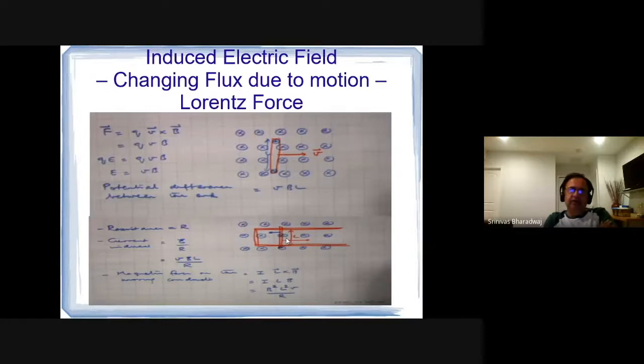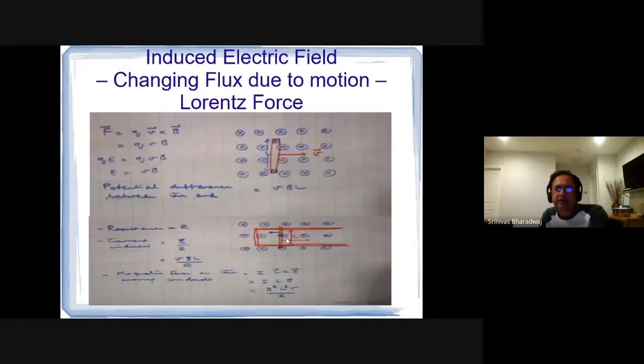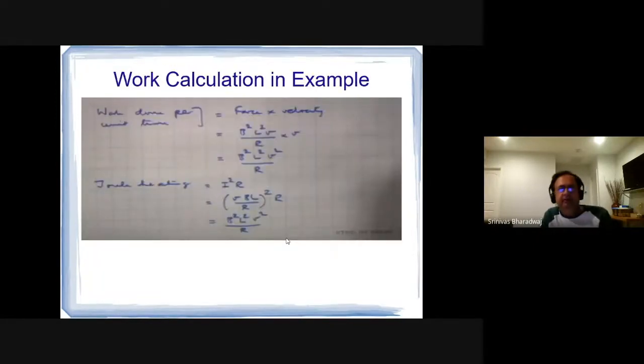The induced current is E by R, and E is d phi by dt, right, and that is VBL. So that's how you end up with the formula in this page. If you ask what is the work done per unit time, or the power, power is F dot V. We already derived F, right? B square L square V by R. So you multiply it by another V, and you'll have B square L square V square by R.